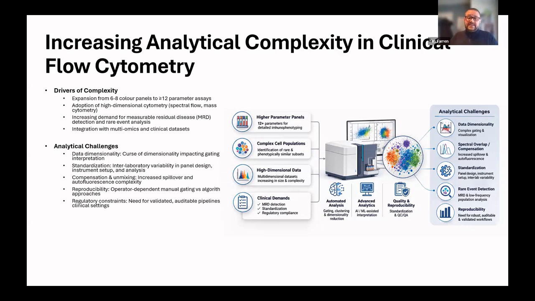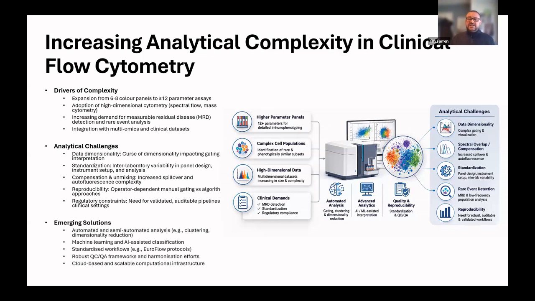When we look at variability in instrument setup, panel design, and analysis strategies, this can lead to inconsistencies, which can be particularly problematic in the clinical setting, where reproducibility is critical. And we also face increasing demands for increased sensitivity. We've already touched on MRD, especially where we're trying to identify extremely rare cell populations with very, very high confidence. So to address these challenges, the field is moving towards what we would consider more computational approaches.